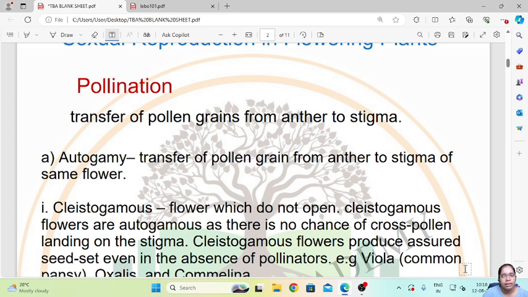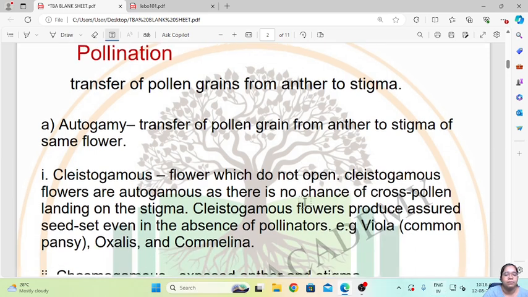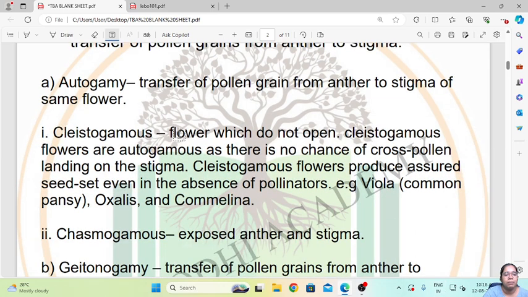So there are different kinds of pollination. First kind of pollination is autogamy. Autogamy is transfer of pollen grains from anther to the stigma of the same flower. So this happens in the same flower, that is the pollen from the anther will get transferred on the stigma of the same flower. Then autogamy is of two types. That is cleistogamy, that is flowers which do not open. Cleistogamous flowers are autogamous as there is no chance of cross pollination.